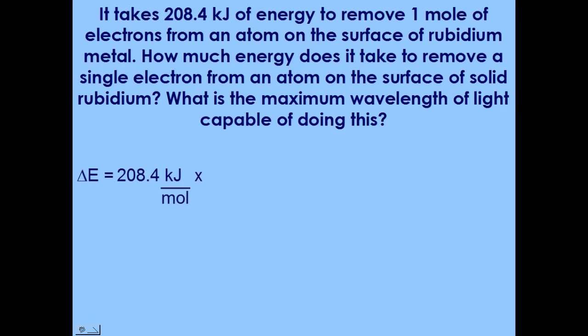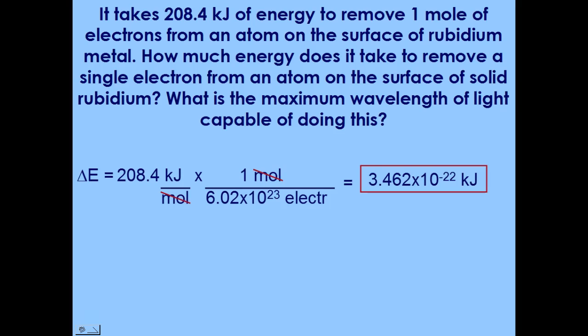So we have the moles of electrons, and we know that 1 mole of electrons contains 6.02 times 10 to the 23rd electrons. Mole just represents an amount. So when we divide this time, we get that the energy that would be needed to remove 1 electron is fairly small, 3.462 times 10 to the negative 22nd. We now want to find out in the second part of the question, what would be the maximum wavelength of light that could do this? Well, if we know our energy change for that particular electron, we should be able to find the wavelength.